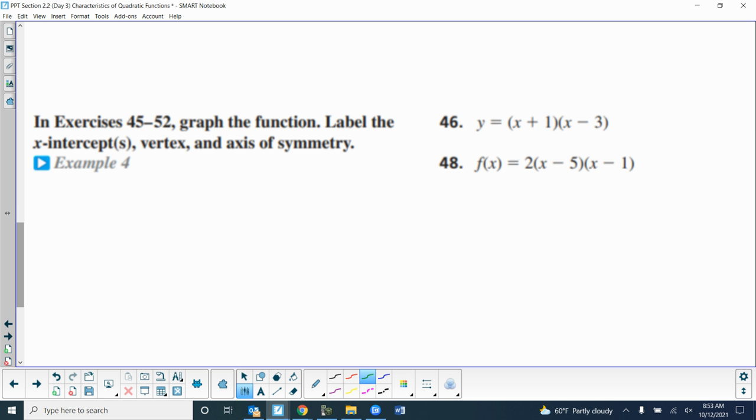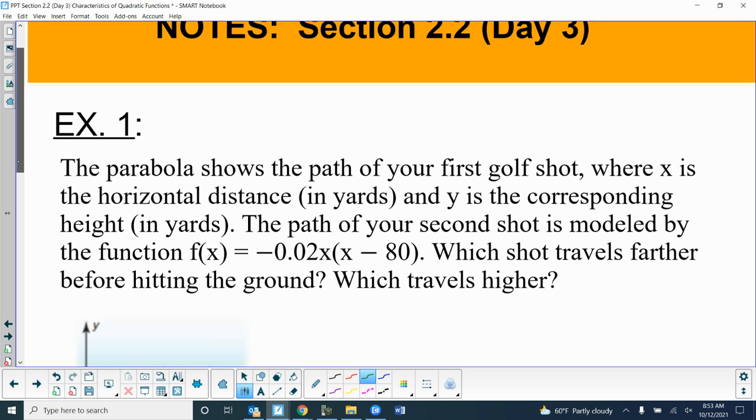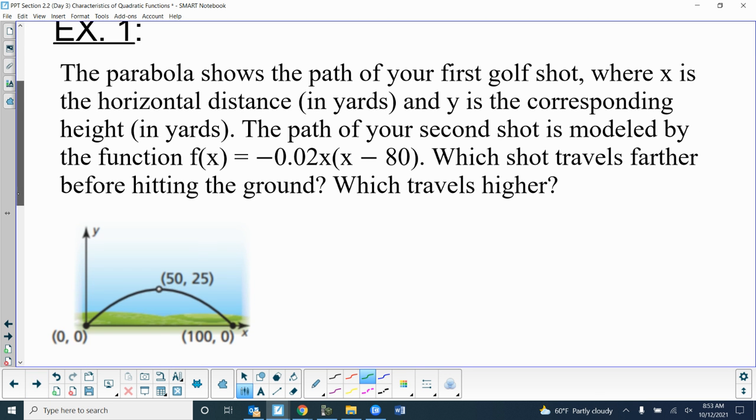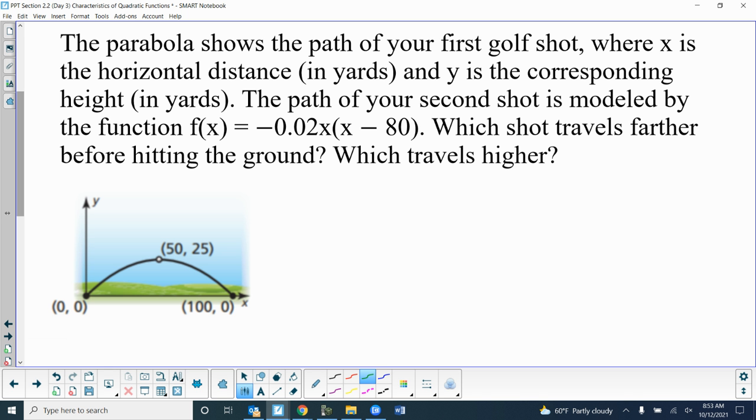All right. So today we just have one example. It's a word problem. All right. So we're going to have to use some common sense here. You all have that, don't you? No? Of course you do.